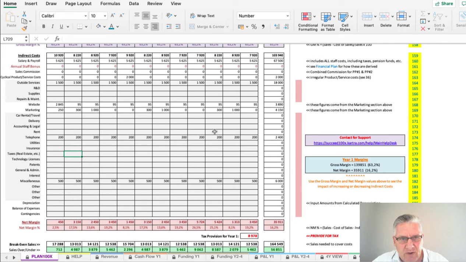And so you go through this. As I said, I've input certain amounts. I've put in for telephone, I've put in for miscellaneous. Obviously, there's a lot more costs that you'd have to go through.